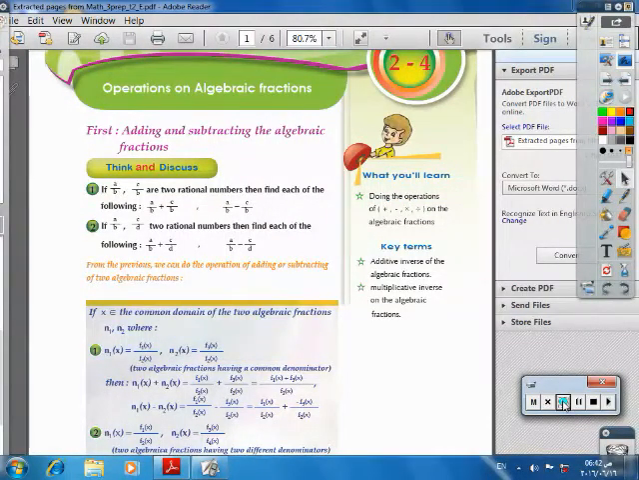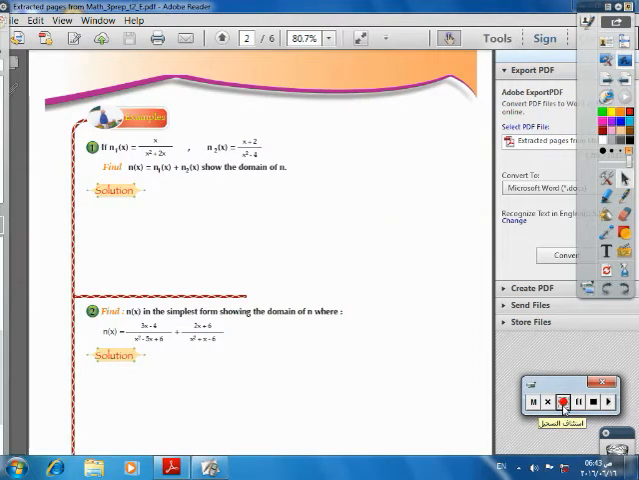Hello students, today we will talk about operations on algebraic fractions. Unit 2, Lesson 4. First, how to add and subtract algebraic fractions, and we also learn about multiplying and dividing fractions. Okay, student book, page 30, example 1.